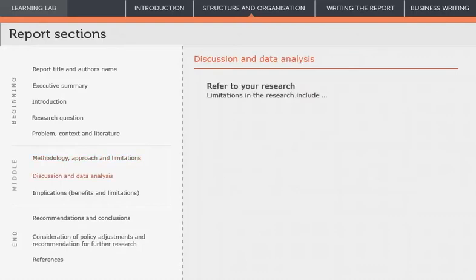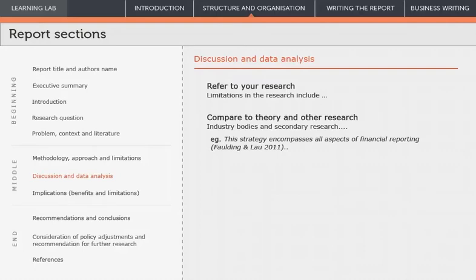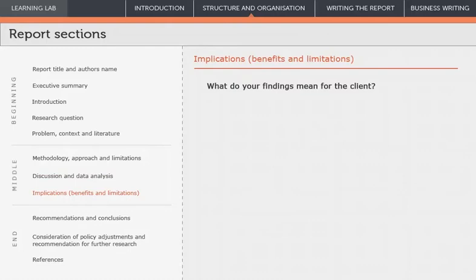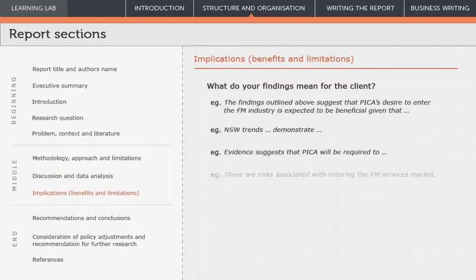It is important to refer to your research to show links between the primary research, in this case industry bodies, secondary research, such as academic papers, theory and research, and your findings. You need to explain what your research findings mean for your client. These implications will lead to your recommendations in the next section.